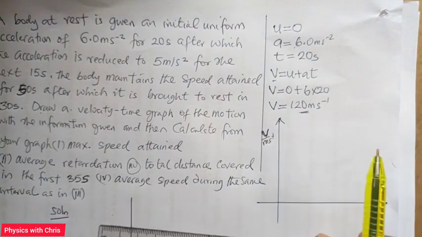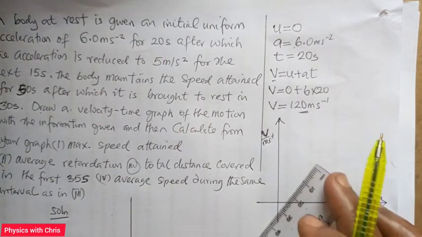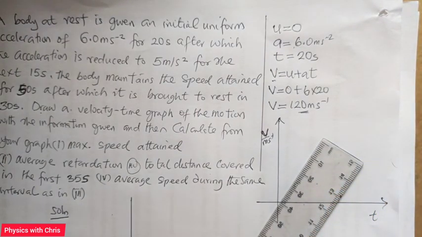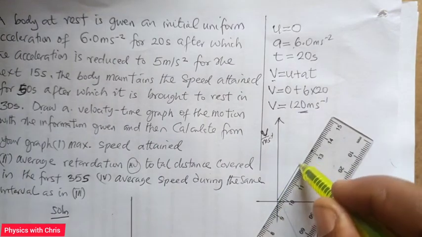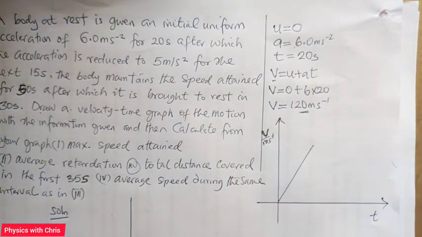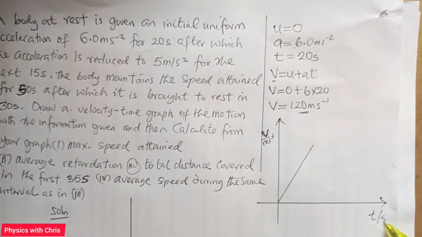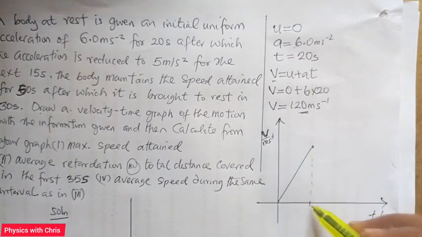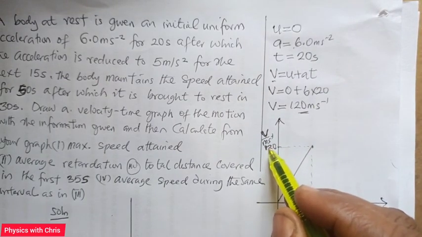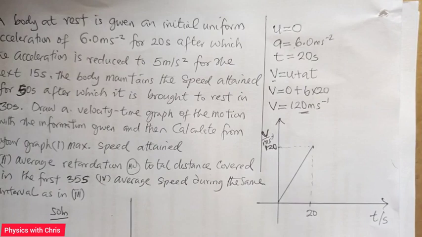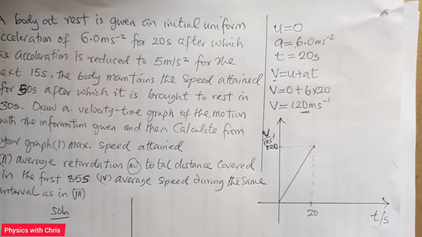in meters per second. Since the body starts from rest and maintains a constant acceleration, on a velocity time graph that should result in a straight line graph that starts from the origin, having a positive inclination to the time axis in seconds. So this point here corresponds to my 20 seconds, and this velocity attained here is my 120 meters per second. A body at rest is given an initial uniform acceleration of 6 meters per second squared for 20 seconds. So that is the graph that represents that information about the motion of the body for the first 20 seconds.